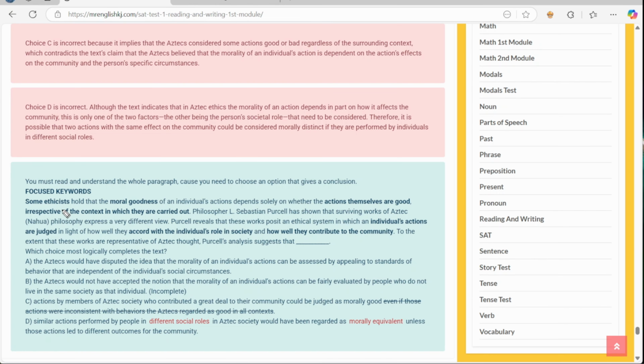Now, here it is given some keyword. Here we are finding moral goodness. And how do they find moral goodness?